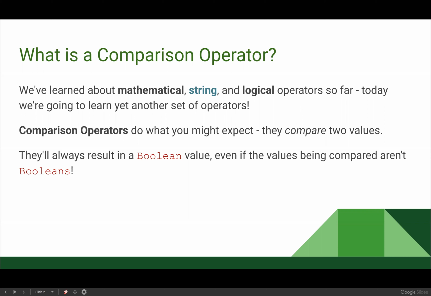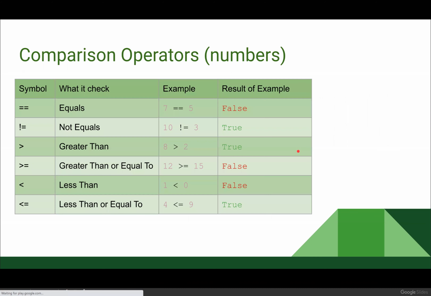Comparison operators, as you might expect from their name, are used to compare two values. They will always give you a Boolean value, even if the values that are being compared aren't Booleans themselves. So let's look at our list and let's look at how they work with numbers. So we have 6 different comparison operators.